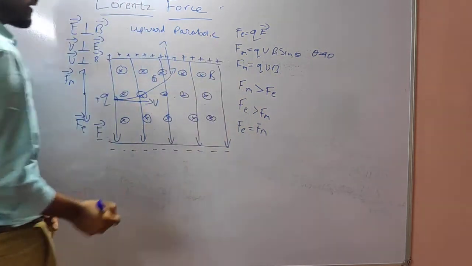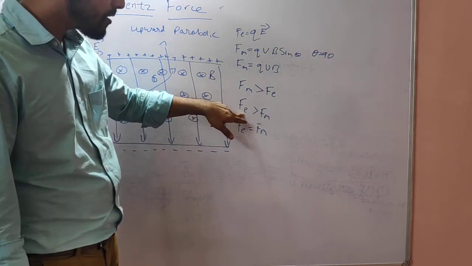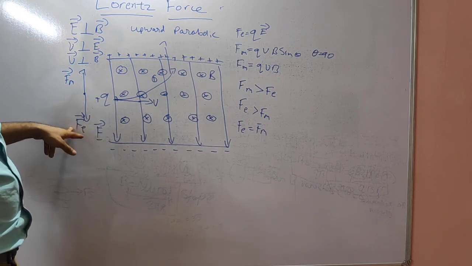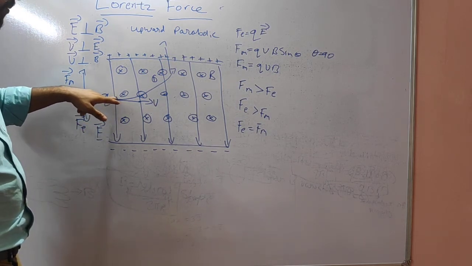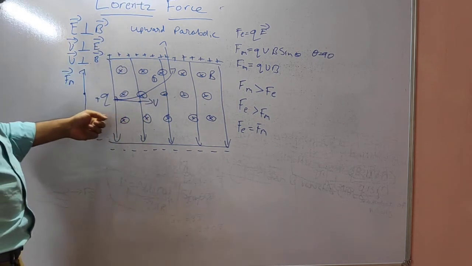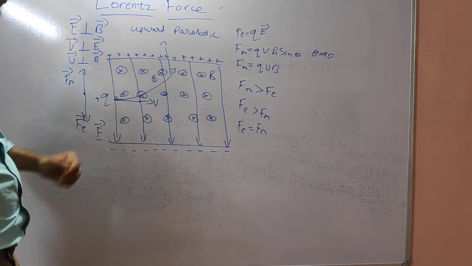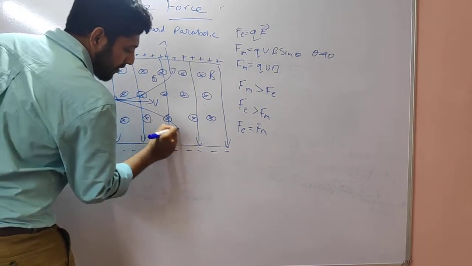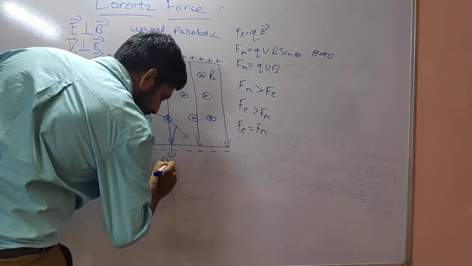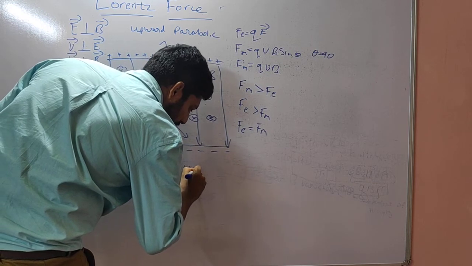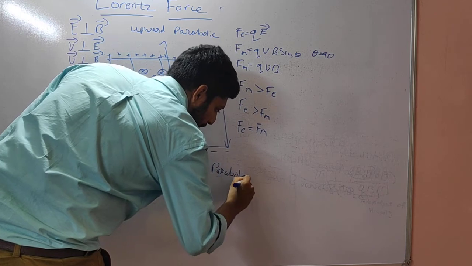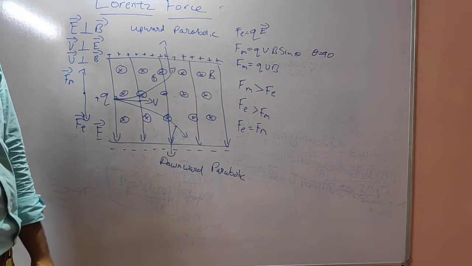Upward parabolic. Now if we take the second case, Fe is greater than Fm, which means that electrostatic force is greater than Fm. So if the particle is moving in this direction, it will try to deflect itself in downward because electrostatic force has more force, so it will try to deflect itself in this direction. Here it will be known as downward parabolic.